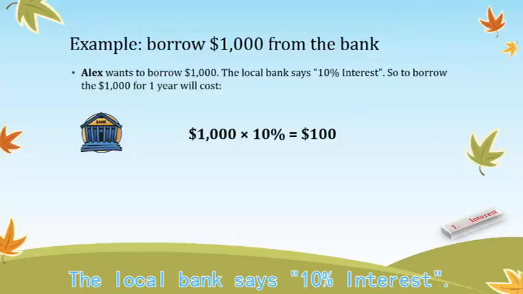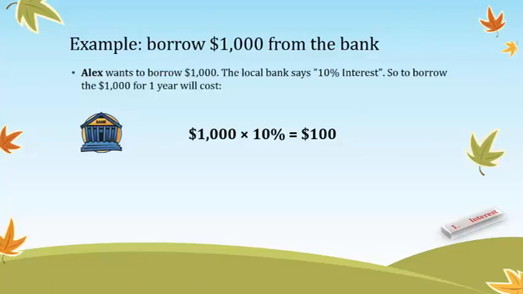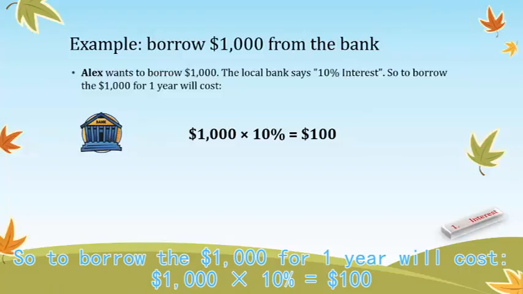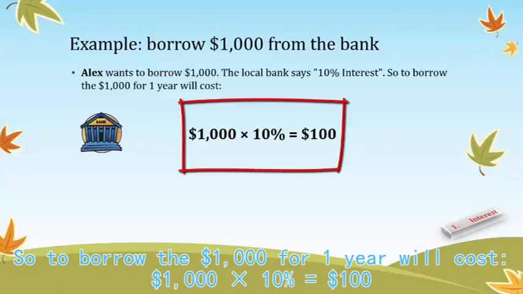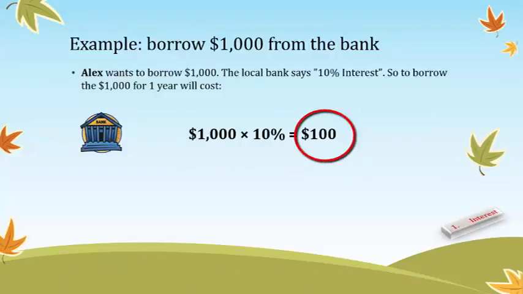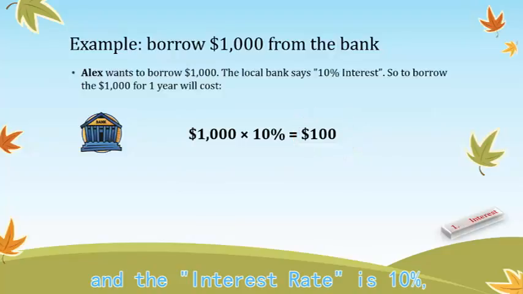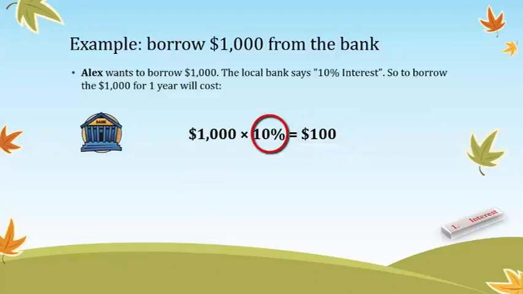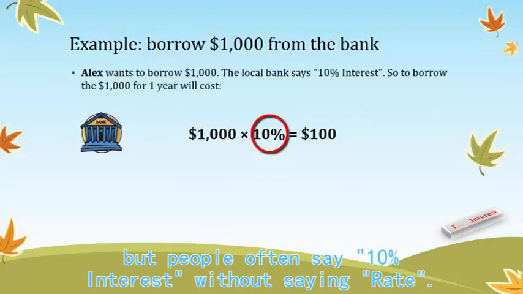The local bank says 10% interest. So to borrow the 1,000 for 1 year will cost 1,000 times 10%, which is $100. In this case, the interest is 100 and the interest rate is 10%. You know what? People often say 10% interest without saying rate.